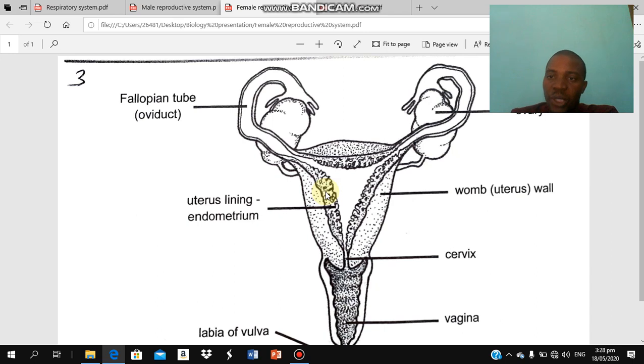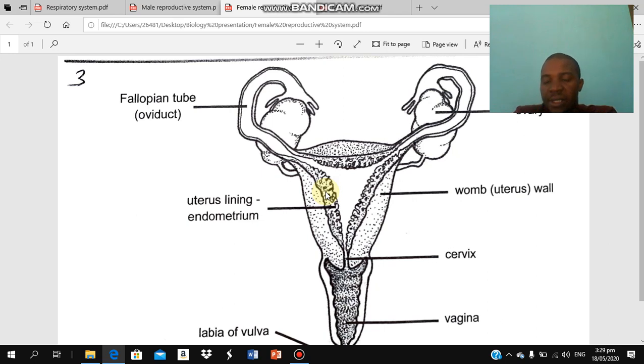From there, we'll go to the secondary characteristics which always take place in girls when they reach puberty stage. These secondary characteristics are caused by two hormones, estrogen and progesterone. These two hormones cause secondary changes in girls when they reach puberty stage.